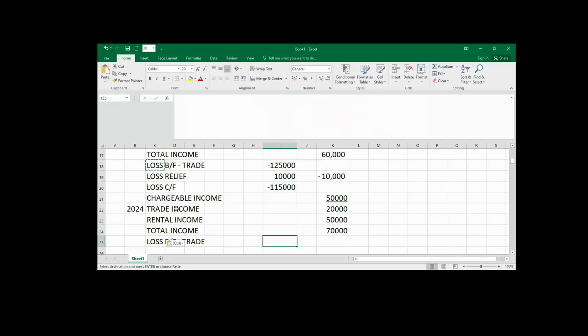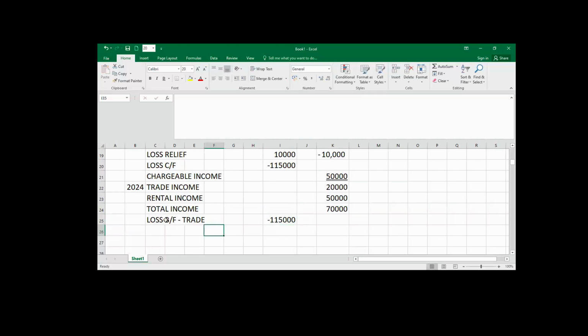Trade income 20,000, rental income 50,000. The total will be 50 plus 20, that is 70,000. Loss brought forward, we are still left with a loss of 115,000. This 115 can only be relieved from this same source of income, trade. And how much did the taxpayer make from trade in 2024? You can tell me. 20,000. Only 20,000.